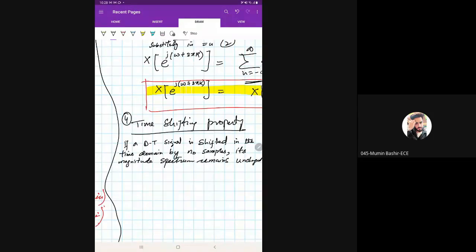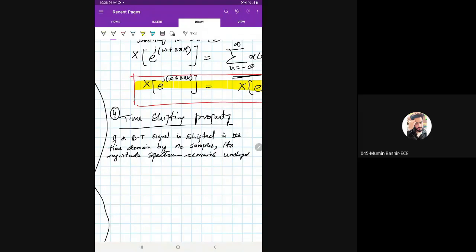So when you shift a discrete time signal in its time domain by n naught samples, its magnitude spectrum remains unchanged. Okay. However, the phase spectrum is changed by an amount of minus omega n naught. Okay, minus omega n naught. So what does that mean?